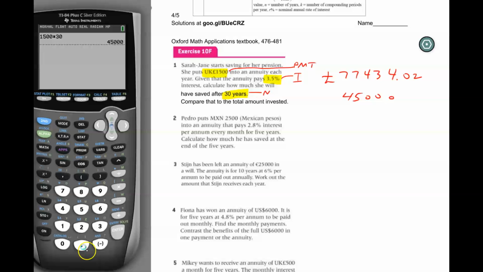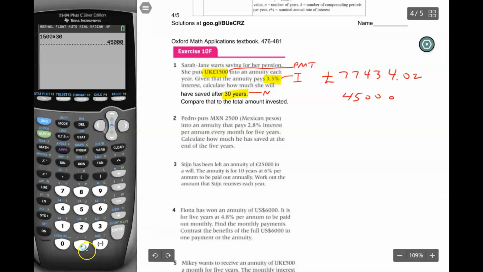For this next problem, Pedro puts 2,500 Mexican pesos into an annuity that pays 2.8% interest per annum every month for 5 years. Calculate how much he has saved at the end of the 5 years. So, looks like the N might be 5 years, except for the fact that it says every month for 5 years. So actually the N value in this case has to be the number of months, and then the interest rate needs to also be calculated per month. So this is a little bit tricky.